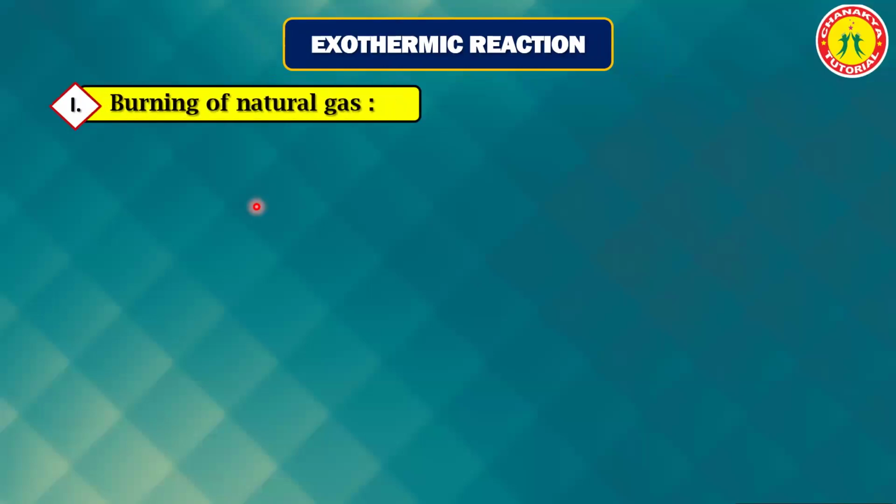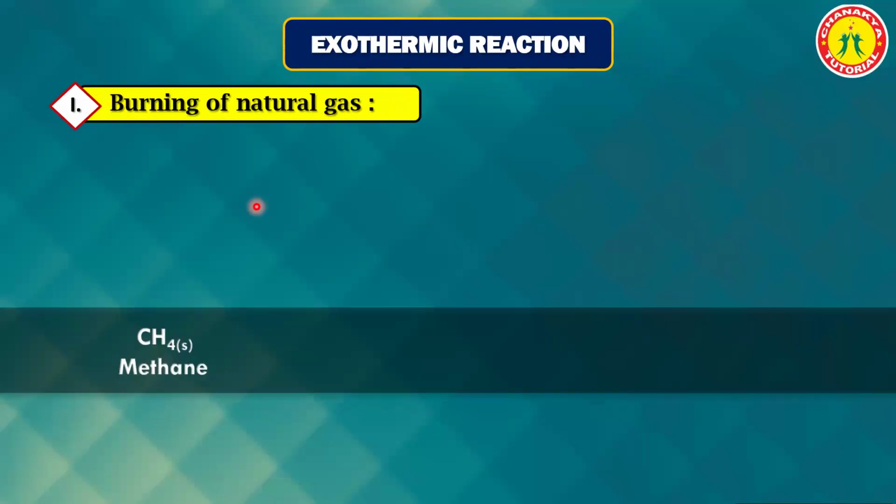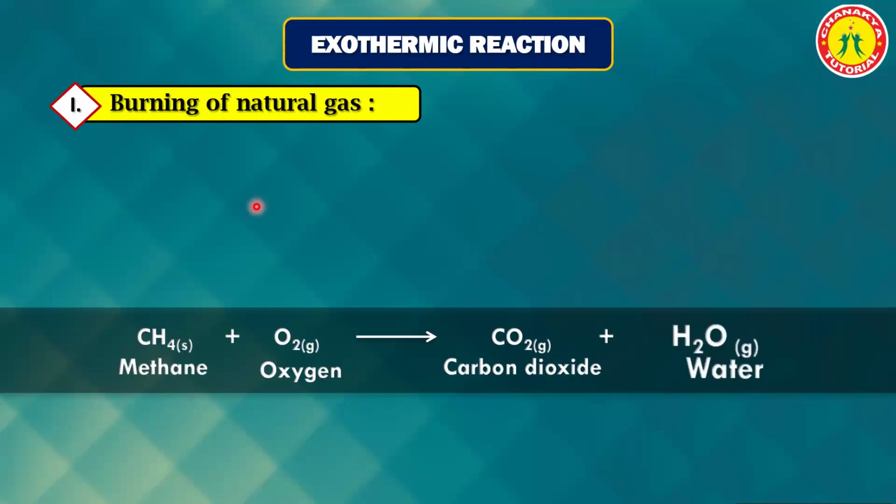Now we'll see another type of reaction, that is exothermic reaction. We can remember this reaction from its name itself, exo, that is exit of heat. So these are the reactions in which there is release of energy or heat energy. For example, burning of natural gas. We have methane, which is natural gas. It reacts with oxygen to give carbon dioxide plus water, plus heat energy is released. So this is an example of exothermic reaction.